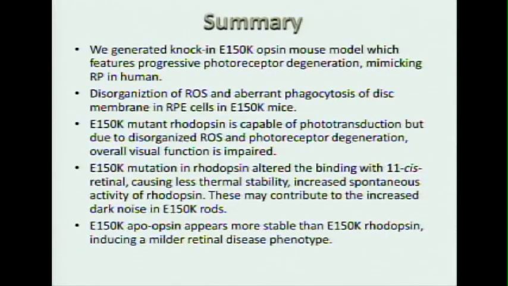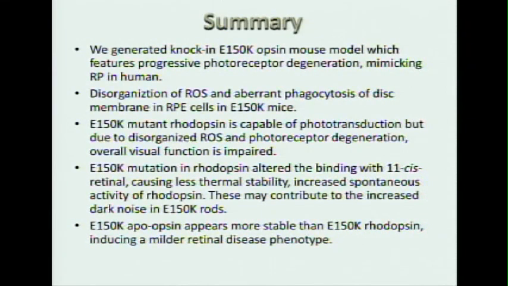In summary, we generated a knock-in E150K opsin mouse model which features progressive photoreceptor degeneration mimicking retinitis pigmentosa in human. We saw disorganization of the rod outer segment and aberrant phagocytosis of disc membrane in RPE cells in E150K mice. The E150K mutant rhodopsin is capable of phototransduction, but due to disorganization of the outer segment and photoreceptor degeneration, overall vision function is impaired.